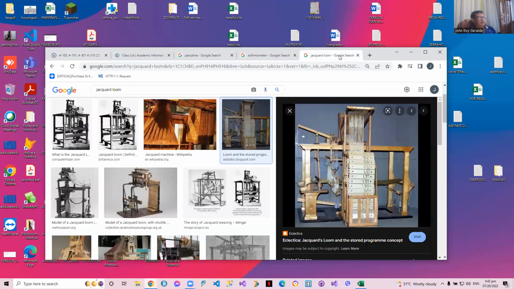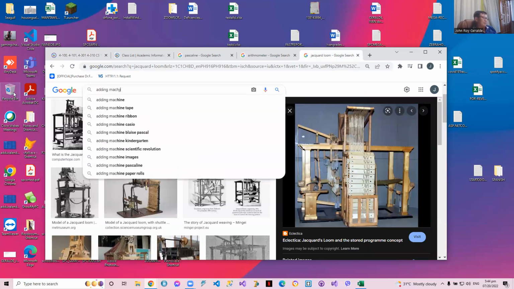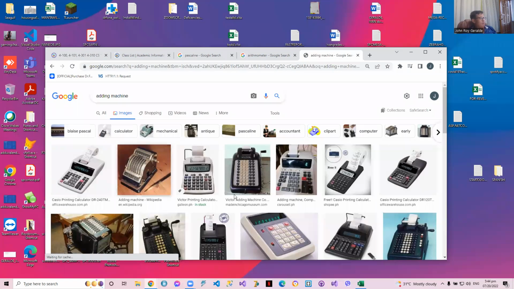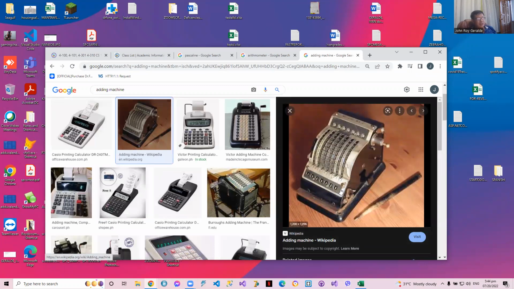So a modern adding machine looks like this. This is electronic. This is a manual adding machine. Have you seen this? This is a right-handed adding machine. Look at the crank, it's on the right side. If you have something like this, you should keep it because it's a treasure. If you have this, it's an antique.